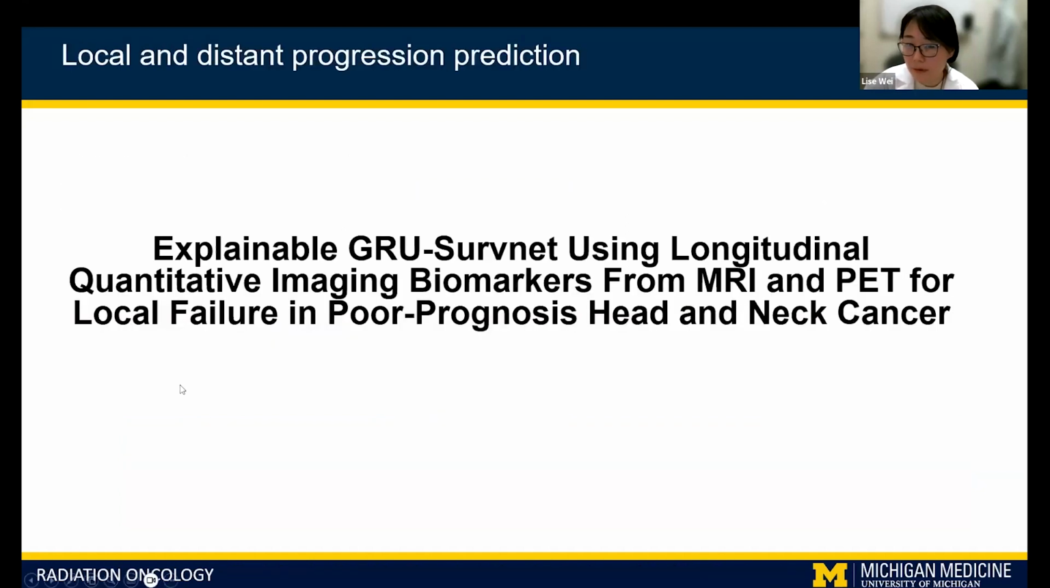So I will change the topic a little bit more. The third project I want to show here, I want to emphasize the explainable survival network. And we also use longitudinal quantitative imaging biomarkers from multiple types of images like MRI and PET. The outcome prediction is for local or distant failure for poor prognosis head and neck cancer patients.